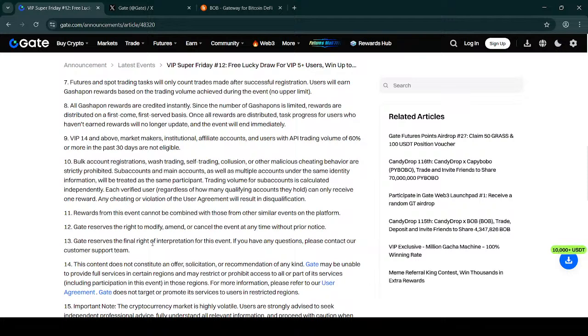Bulk account registration, wash trading, self-trading, calculation or other manipulation, and cheating behavior are strictly prohibited. Sub-accounts and the main account, and multiple accounts under the same identity information, will be treated as the same participant for trading volume. Sub-accounts are calculated independently, and you are verified under legal regulation. Account holders can only receive the reward once. Any cheating violates the user agreement and will result in disqualification, guys.